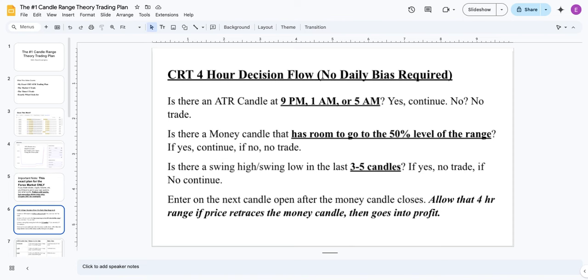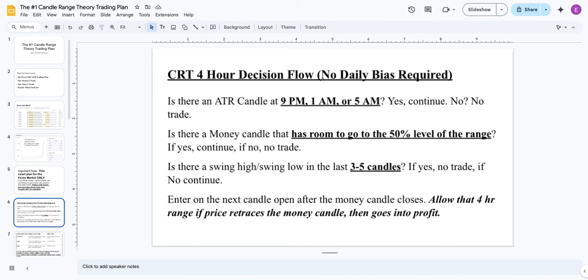Next up, is there a swing high or swing low in the last 3 to 5 candles? If you're not sure what that is, I will show you, but this is just the decision flow. If yes, no trade. If no, continue. You can enter on the next candle open or after the money candle closes, okay? Or in the money candle range. I'll get into that. So here we go.